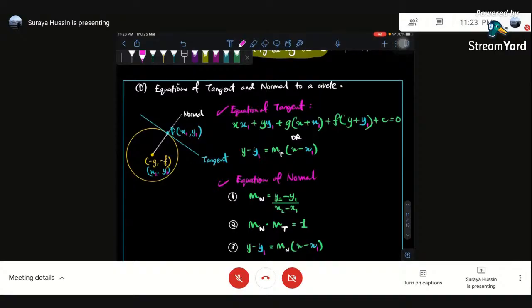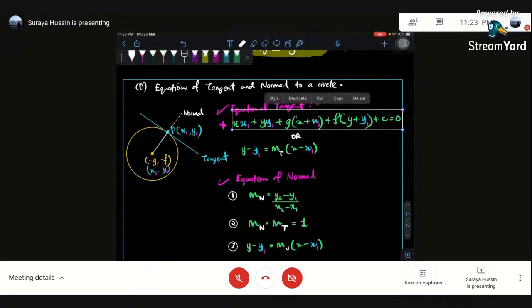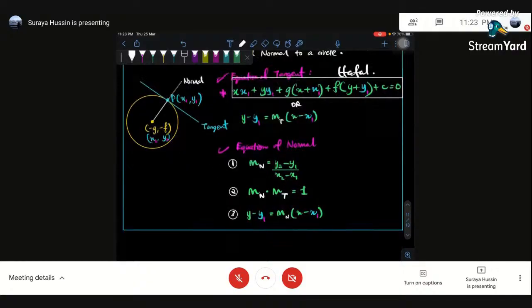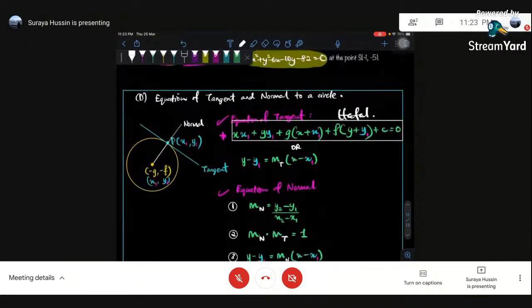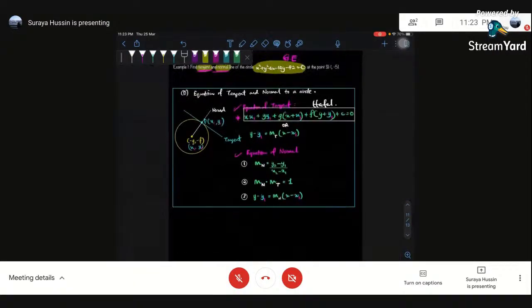Tapi dekat sini Miss nak ajar berlainan sedikit. Miss nak ajar menggunakan formula ni. Formula ni tidak diberi dalam exam ya. It's not given to you in the exam. So you must hafal. And it's not that hard to hafal. Alright. Miss kena ajar lah sebab ni antara benda syllabus. So I must teach you guys no matter what.